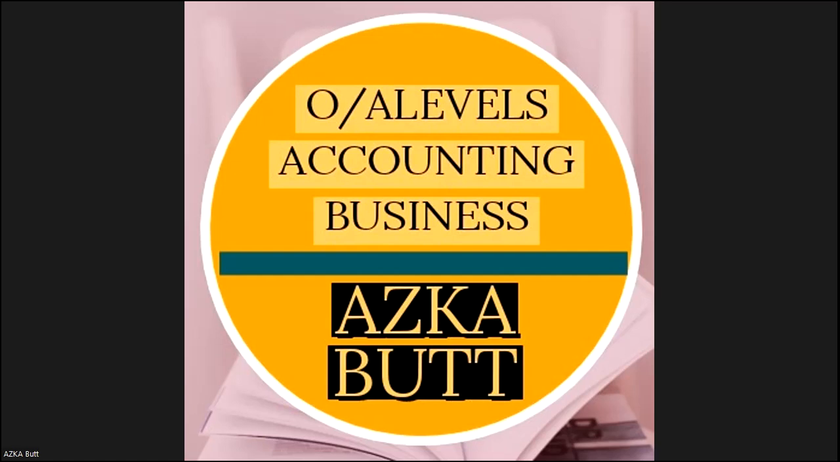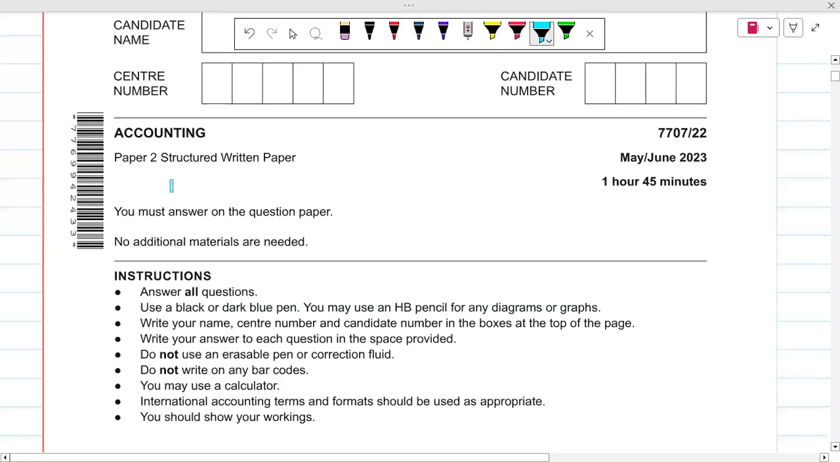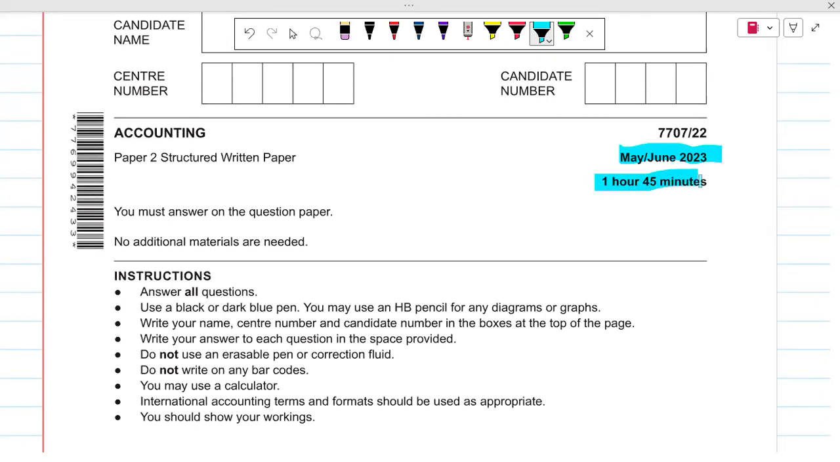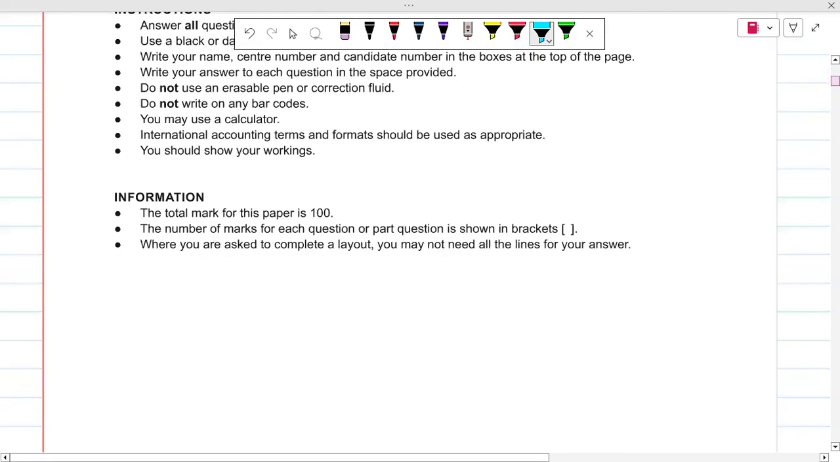This time we are going to solve again the latest paper. And this paper is your Paper 2 Accounting, May/June 2023. This is your latest paper. You have 1 hour 45 minutes to complete this paper. And as you can see, this is Grade 2, which I'm going to solve right now.